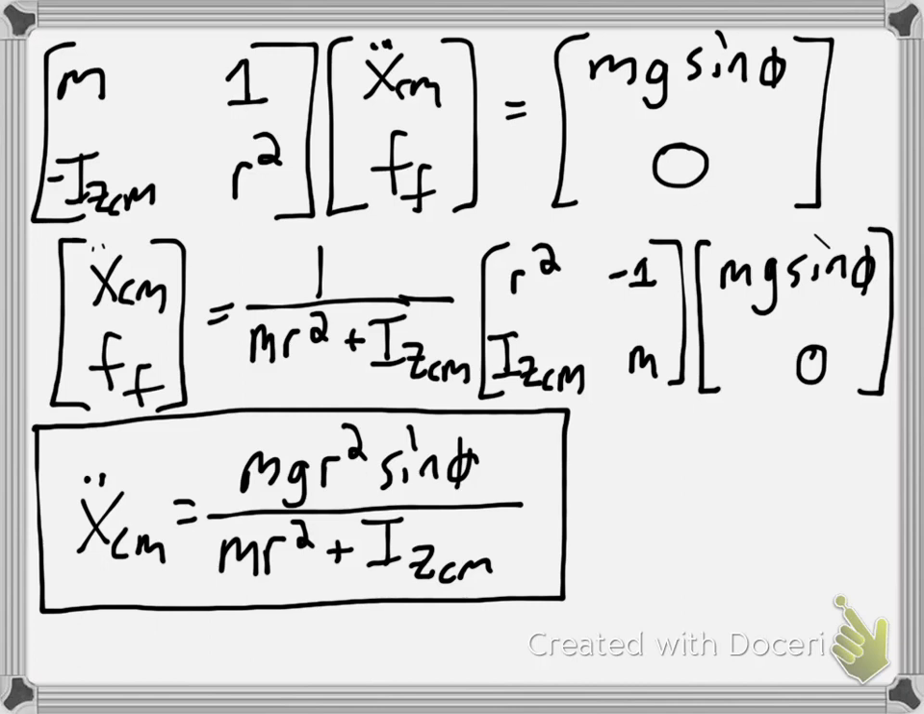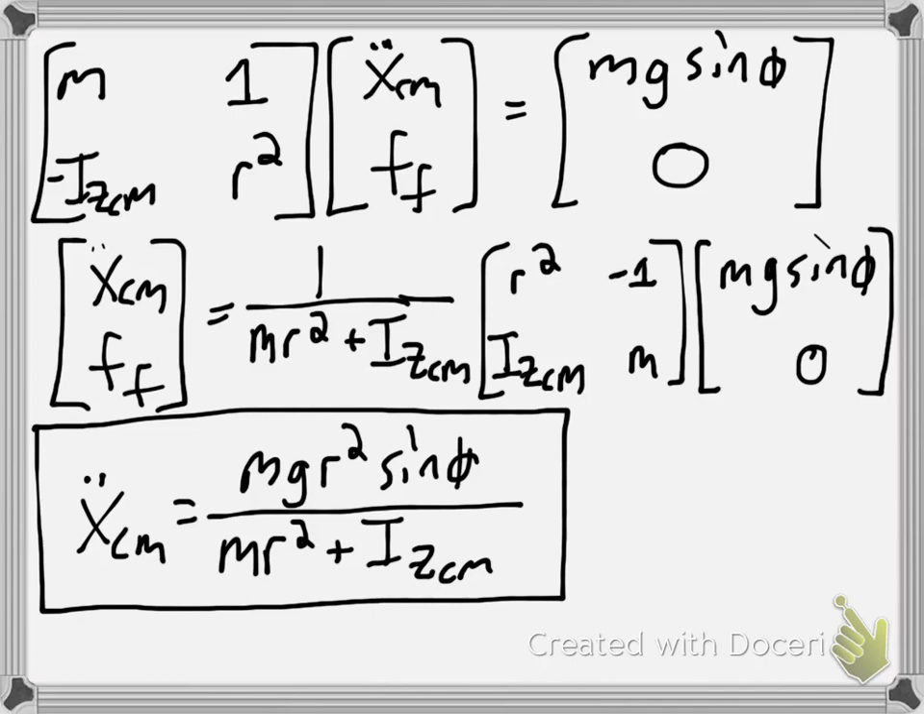So, again, if we look up in a table what those mass moments of inertia are, basically, the smaller the mass moment of inertia is, the faster it should rotate. The larger the mass moment of inertia is, the slower it should rotate, because more energy goes into rotating the object than translating it.